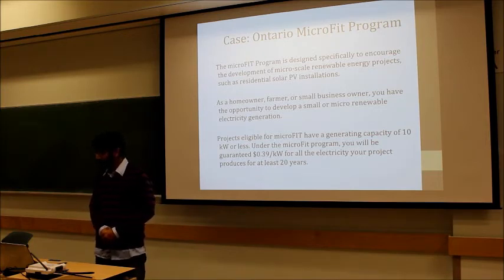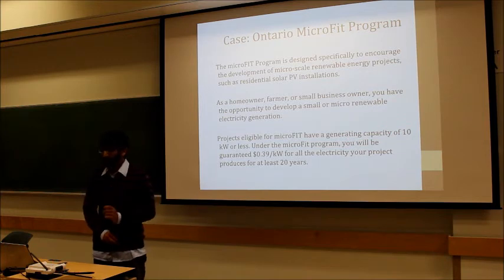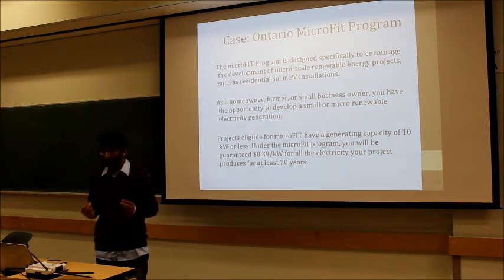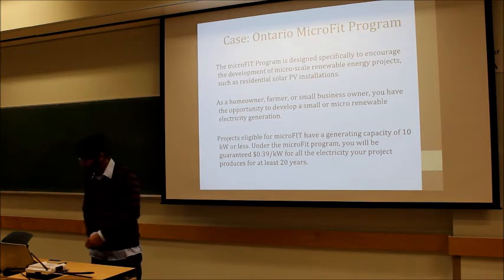The microFIT program is designed specifically to encourage the development of micro-scale renewable energy projects, such as residential solar PV installations. As a homeowner or a farmer or a small business owner, you have the opportunity to develop a small or micro renewable electricity generation system. Projects eligible for microFIT have a generating capacity of 10 kilowatts or less. Under this program, you will be guaranteed $0.39 per kilowatt hour for all the electricity your project produces for at least the next 20 years.